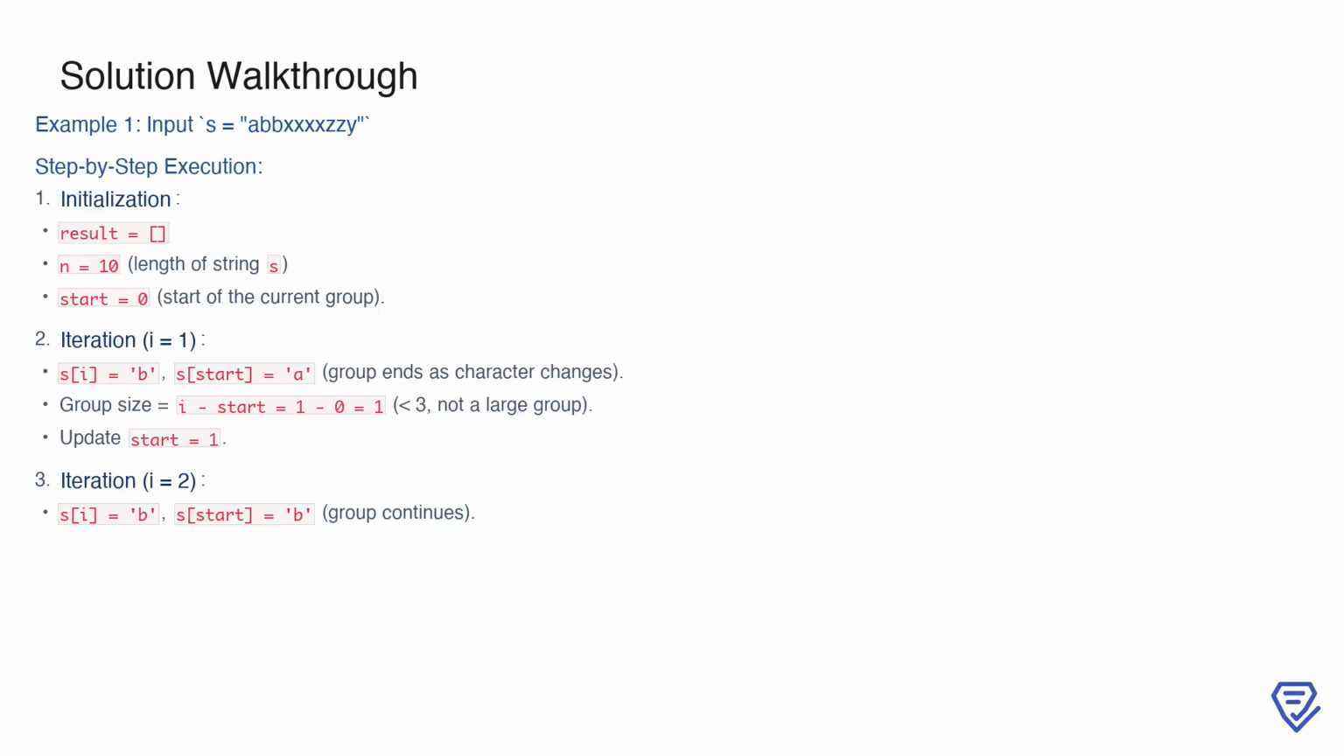We begin with the input string s equals abxxxzz. First, we initialize our variables. Result is an empty list to store the positions of large groups, n is set to 10 as the length of the string, and start is initialized to 0 to mark the beginning of the current group. Now, as we start iterating through the string, at i equals 1, we notice that s[i] is b, while s[start] is a. Since the characters are different, the group ends here.